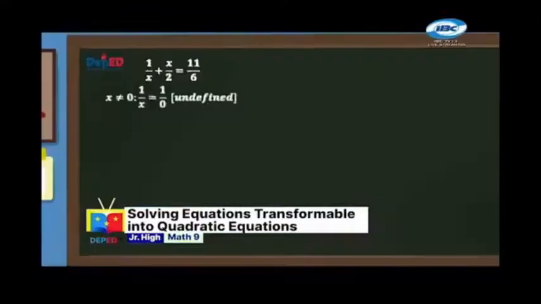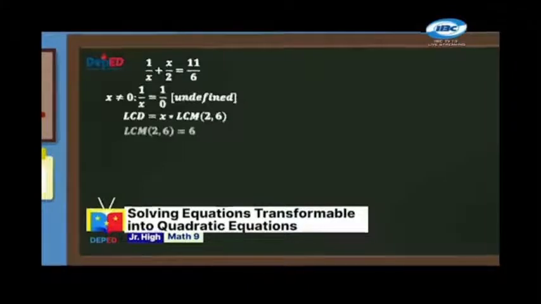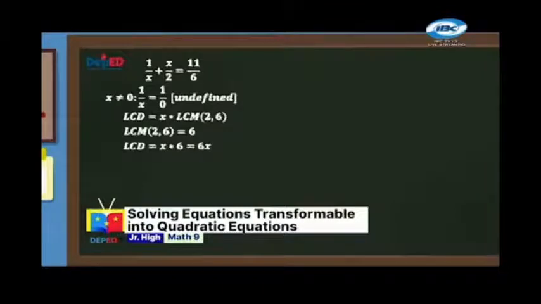And time is up. The value of x in the equation must not be 0, since the expression 1 over x will be undefined. Were you able to determine the LCD? Since one of the denominators is x, the LCD must be the product of x and the LCM of the constant denominators 2 and 6. The LCM of 2 and 6 is 6. Therefore, the LCD of these expressions must be equal to x times 6, or simply 6x.